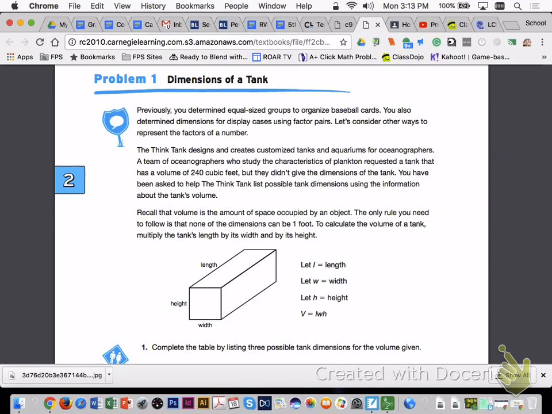A team of oceanographers who study the characteristics of plankton requested a tank that has a volume of 240 cubic feet, but they didn't give the dimensions of the tank. You have been asked to help the think tank list possible tank dimensions using the information about the tank's volume.